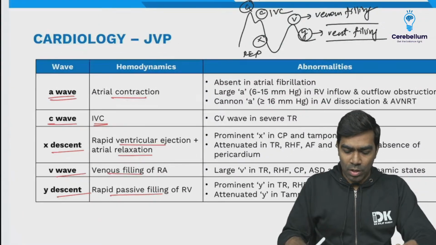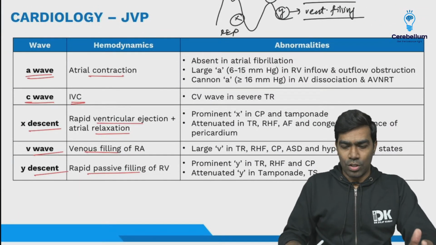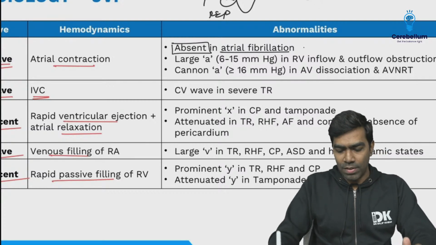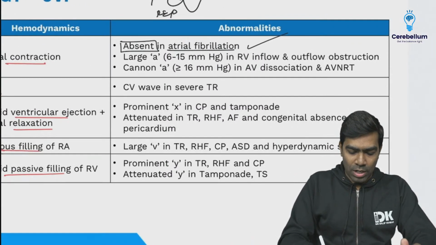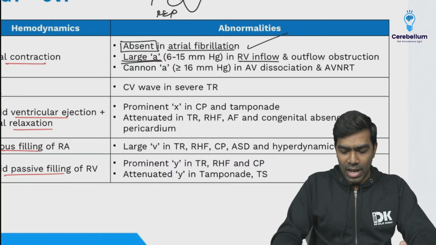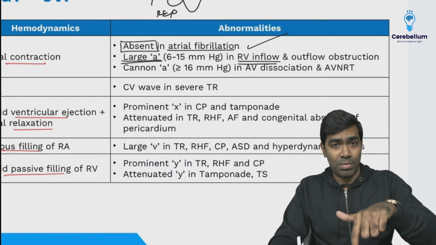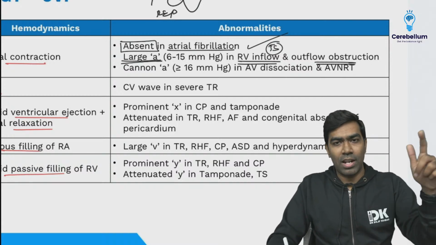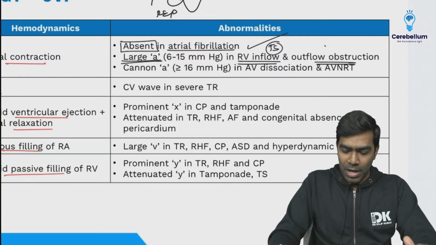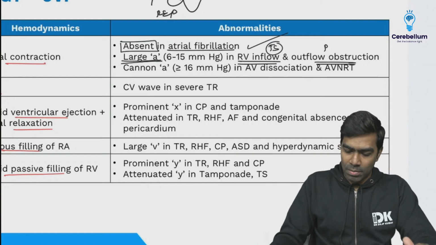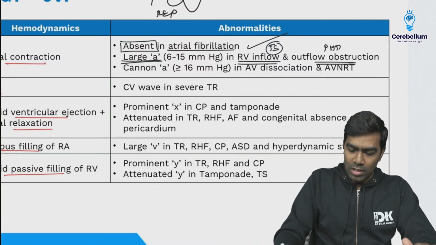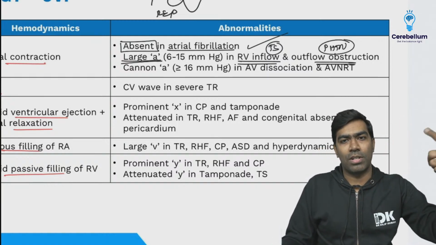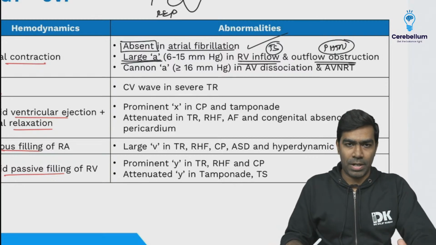So what are the problems that you are going to get in the A wave? Number one, A waves are going to be absent in atrial fibrillation. That's a very, very important point. Large A waves can be seen in right ventricular inflow tract obstruction, that is tricuspid stenosis, or in right ventricular outflow tract obstruction like pulmonary stenosis, pulmonary hypertension, or right ventricular hypertrophy. So inflow obstruction: tricuspid stenosis; outflow obstruction: pulmonary stenosis or pulmonary hypertension.